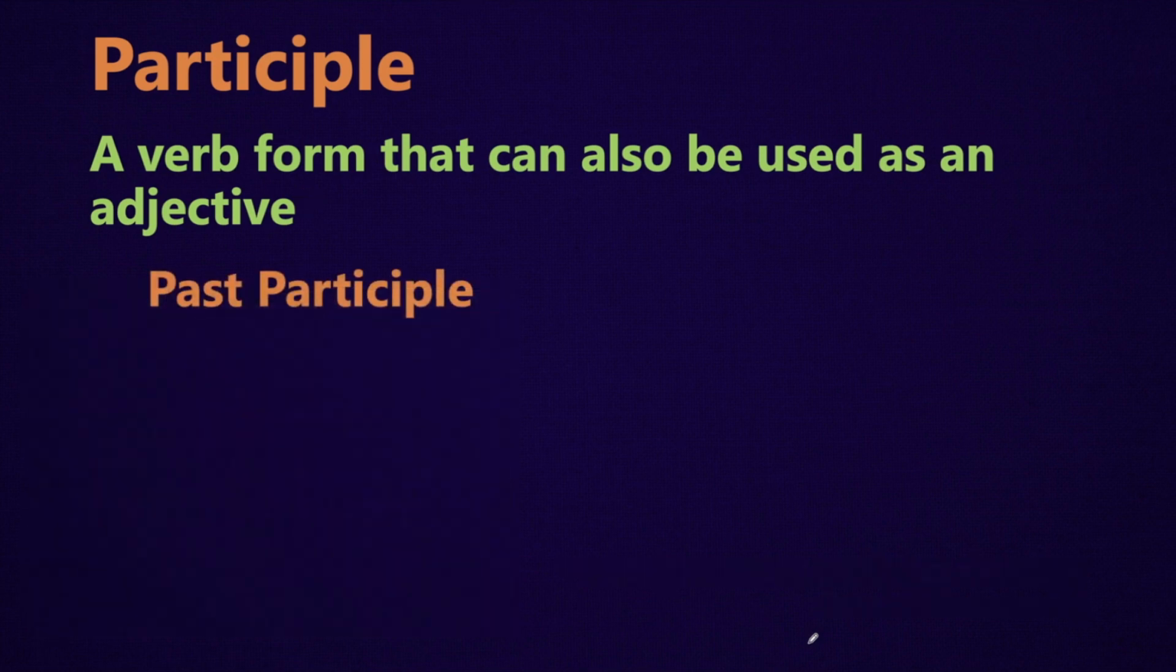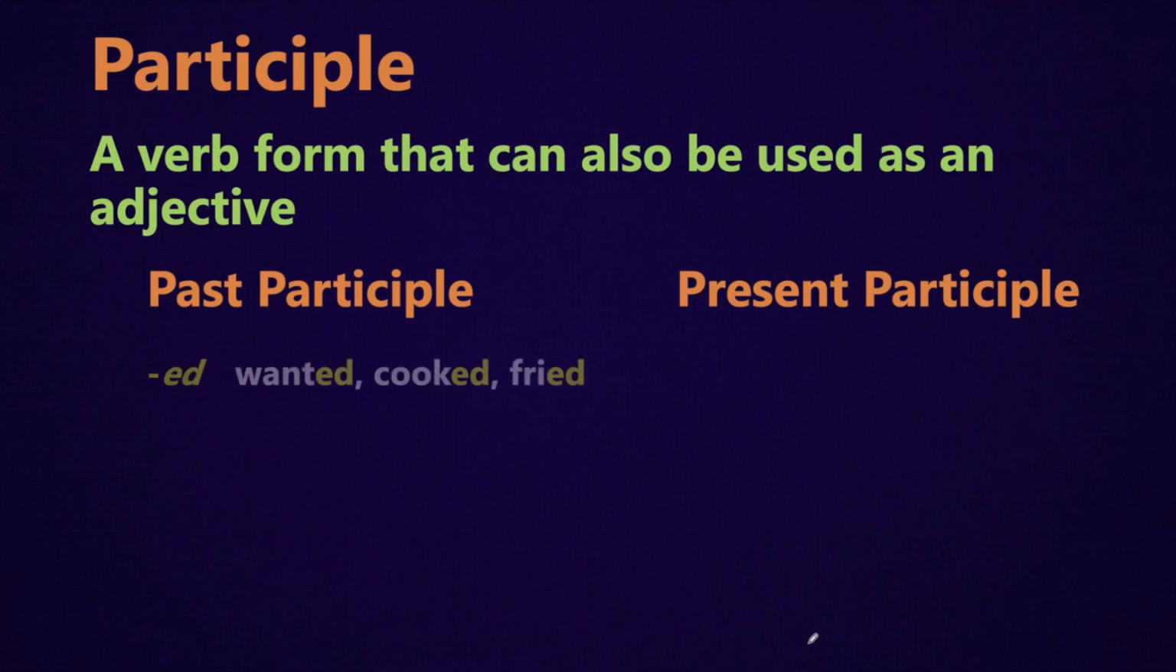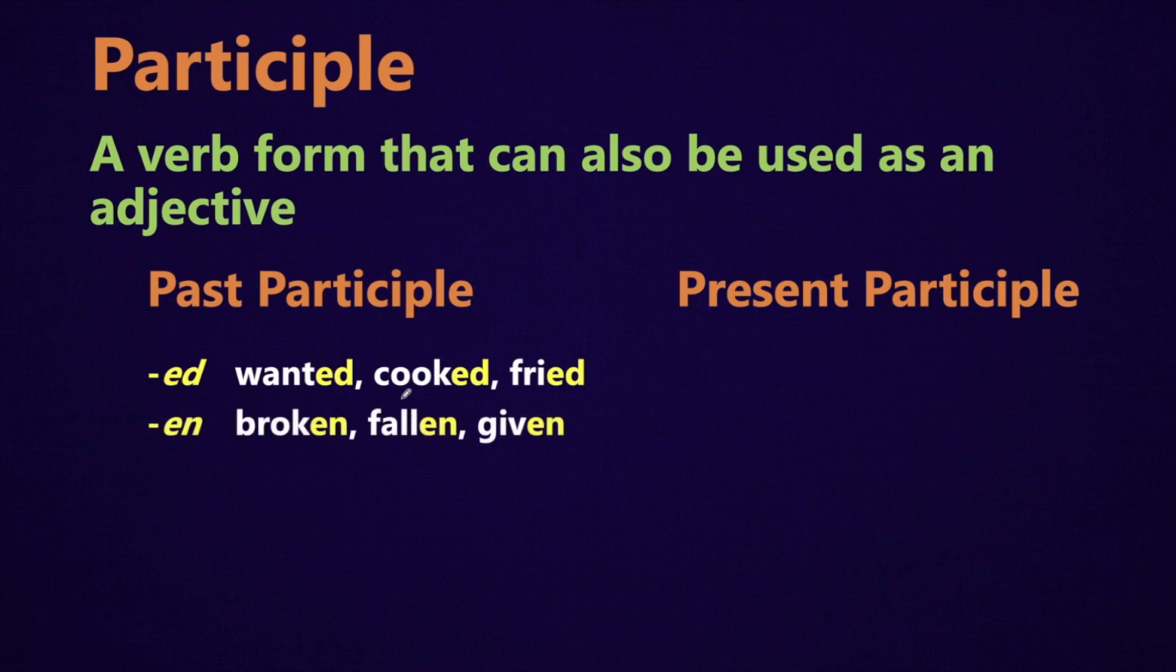In English, we have two participle forms. We have past participles and present participles. For the past participle, we have a few different forms. So you might see an ed ending on a verb. For example, wanted, cooked, or fried. You might see an en ending on a verb, such as broken, fallen, or given. You might see a d ending on a verb like saved, paved, or lived.